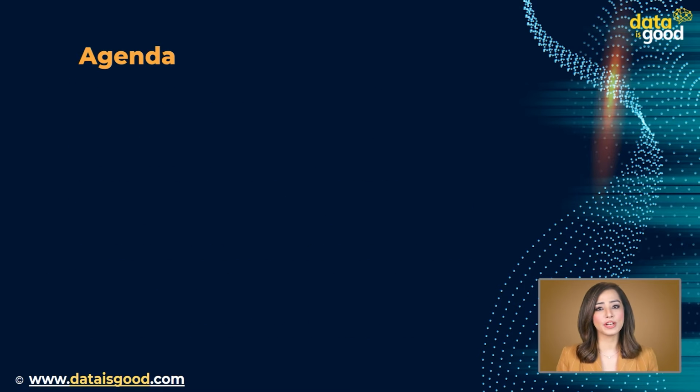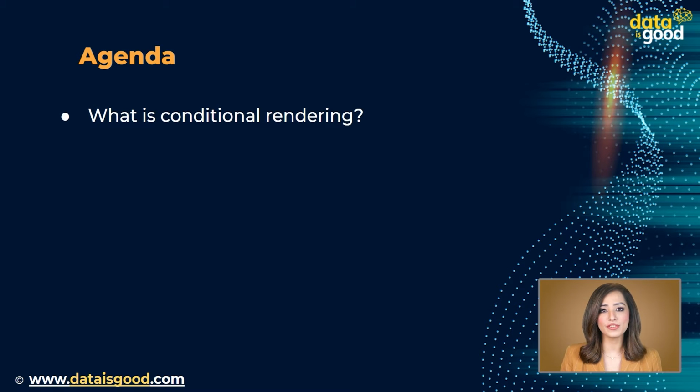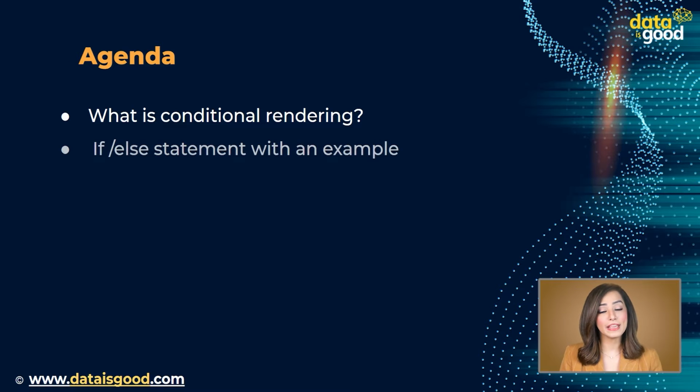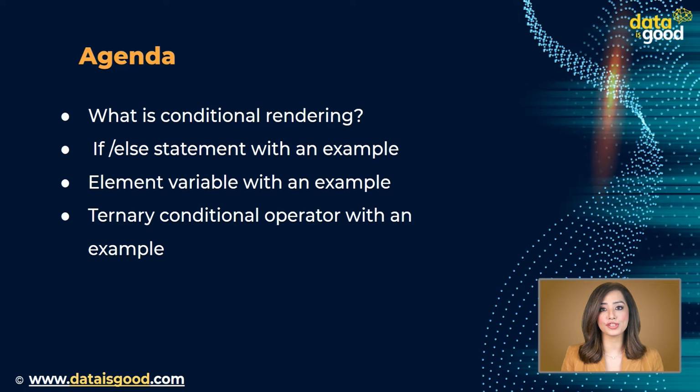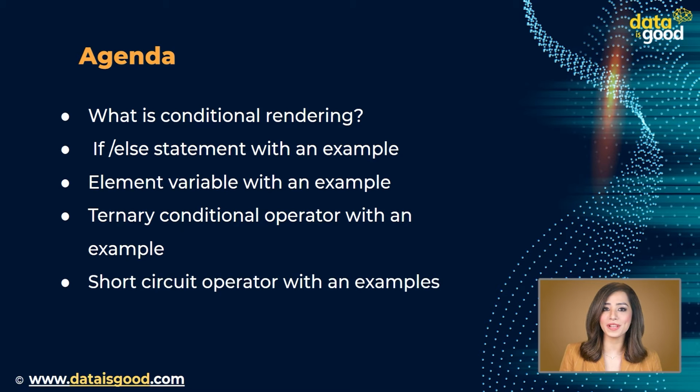Here's the agenda for conditional rendering in React. We'll begin with what is conditional rendering. Then, if-else statement with an example. After that, element variable with an example. Moving forward, we'll see ternary conditional operator with an example. At the end, we'll learn about short circuit operator with examples. We'll also have a couple of assignments for you so that you can also practice on your own.